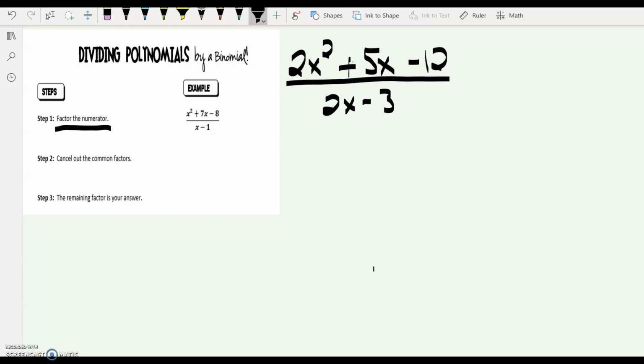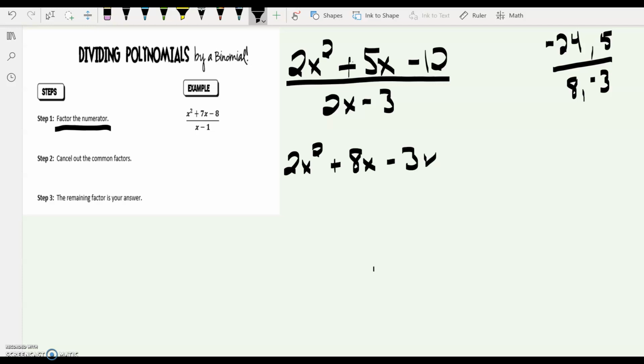So again, our goal here is to factor the numerator, and what we'll see with the numerator is that we need two numbers that are going to multiply to negative 24 but add to 5. And I think what I'm able to use here is 8 and negative 3. So I'm going to rewrite the numerator, and instead of writing this 5x, we're going to rewrite it as 2x squared plus 8x minus 3x minus 12, and that is all over 2x minus 3.